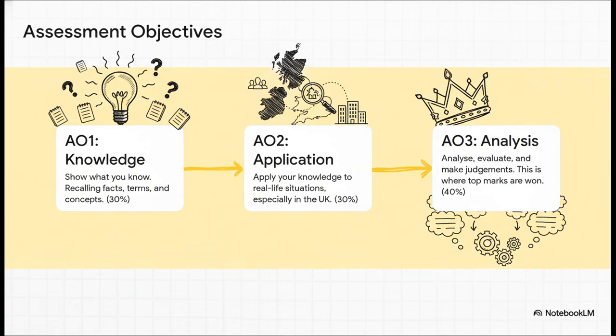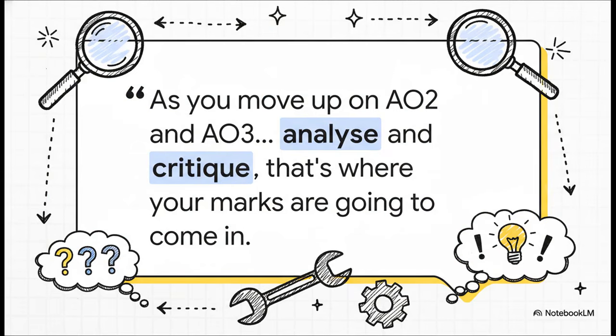But, and this is the important part, look at AO3. It's a massive 40%. This is the big one. This is analyzing, evaluating, making judgments. This is where the top grades are really decided. And hey, don't just take my word for it. This is a direct quote from Pearson's own examiner training. The top marks, they say, are won in the analysis and critique. So the big question is, how do we make sure you're hitting those crucial AO3 marks every single time?